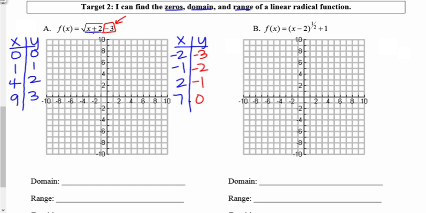So negative 2, negative 3, negative 1, negative 2, 2, negative 1, 7, 0. Here's my square root graph.